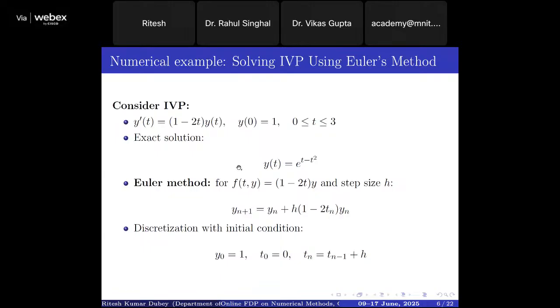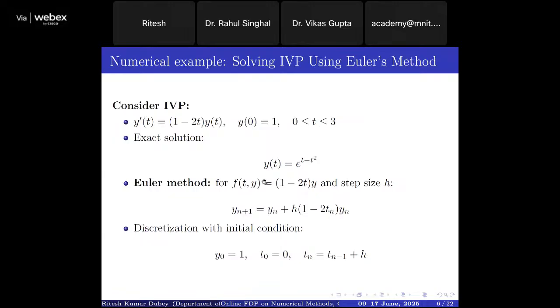So before we go solve this problem, let us see how the solution looks like. This test problem, or this initial value problem, was considered by the previous speaker also, and I have taken it purposefully. The exact solution is y of t equals x e to the power t minus t square, and the initial condition at time t equal to 0 is that y takes the value 1. We are interested to find the solution in the entire interval from 0 to 3.